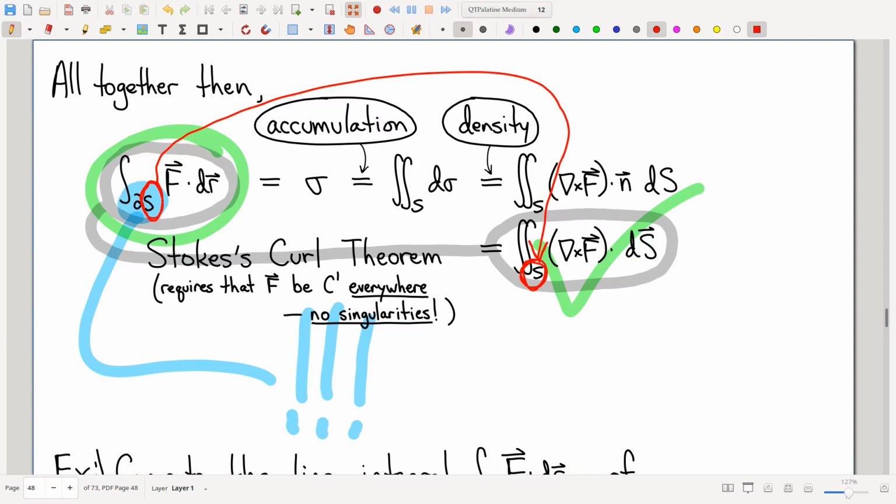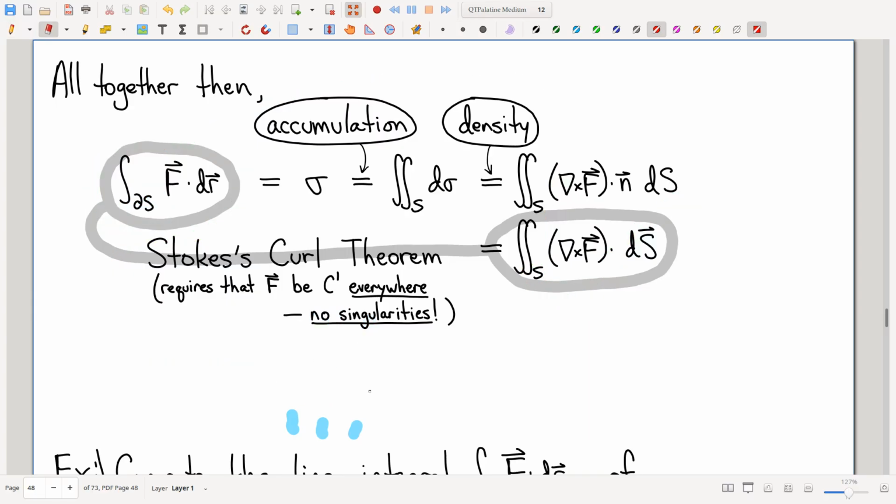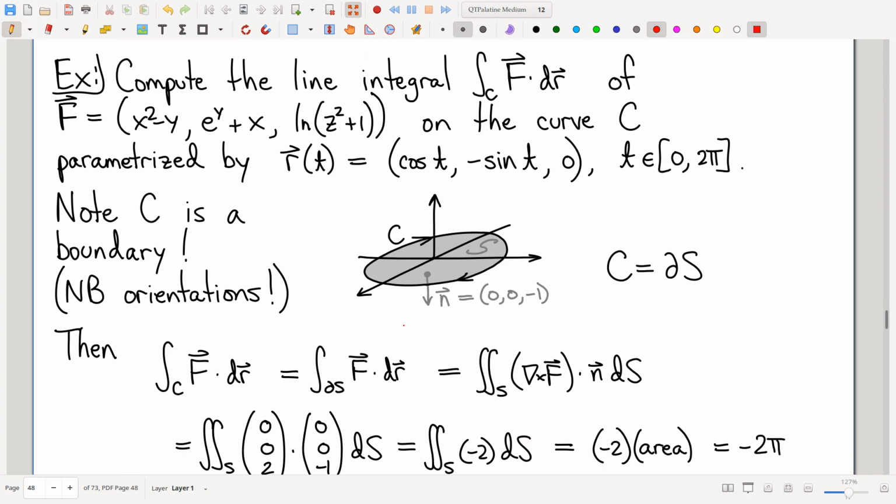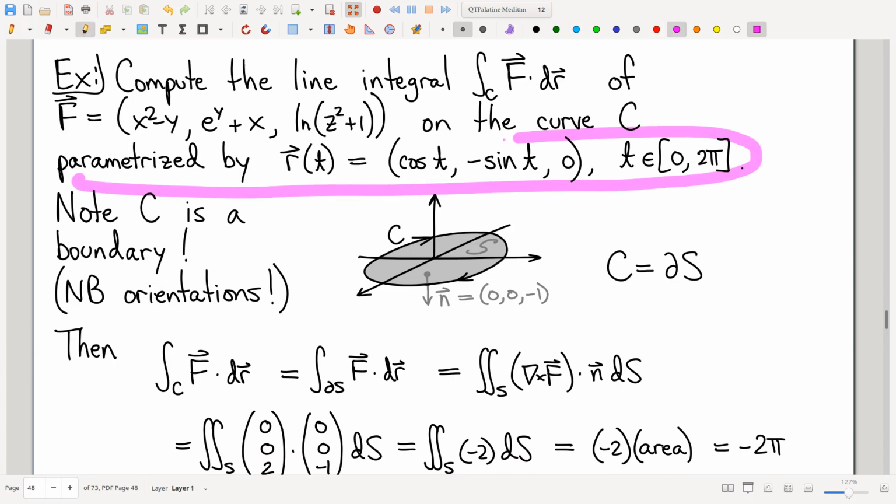The line integral, it's not that the line integral doesn't equal the flux integral. It's that there is no flux integral. There is no domain on which to even talk about a flux integral. So this cannot be overemphasized. Do make sure that your curve is a boundary before you start tossing around ideas about Stokes' curl theorem. So is our curve a boundary? Well, here we go. Our curve was given parametrized like so. Make sure you can persuade yourself this is what that curve looks like.